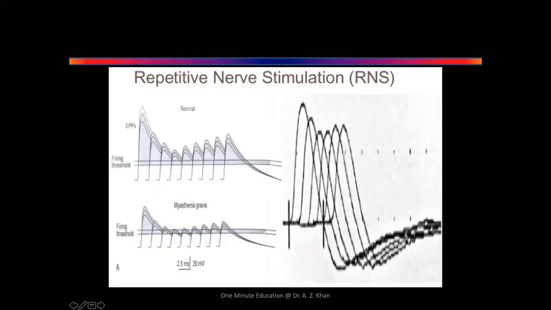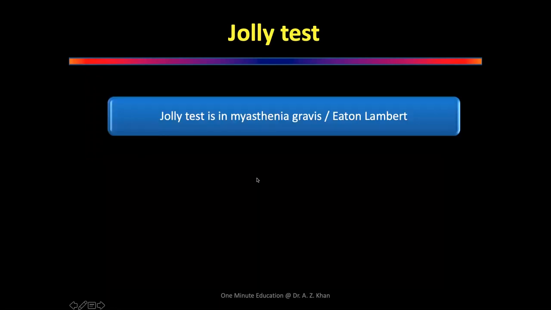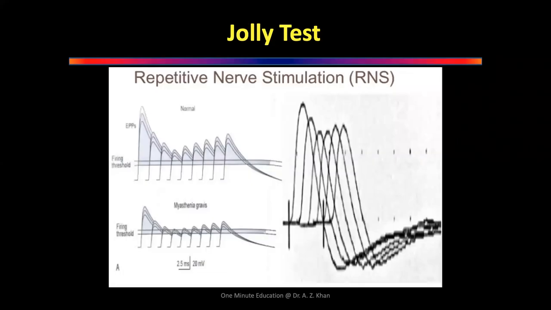Repetitive nerve stimulation, where do you do it? Yes, sir. Okay, this is called Jolly's test. Jolly's test is repetitive nerve stimulation in myasthenia gravis. This is important. I will show you this slide. I'll show you this picture and tell you what is the clinical condition you're trying to find out.